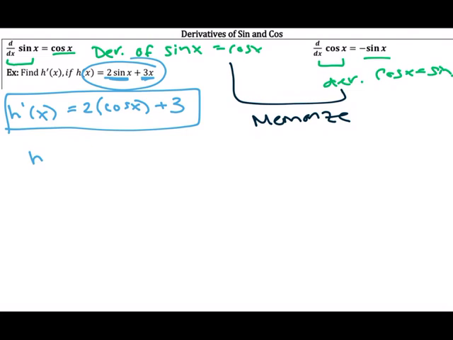If, let's define a different function, let's say k of x is equal to 2 cosine of x, then when we take the derivative there, we would get negative 2 sine of x, because the derivative of cosine is negative sine.